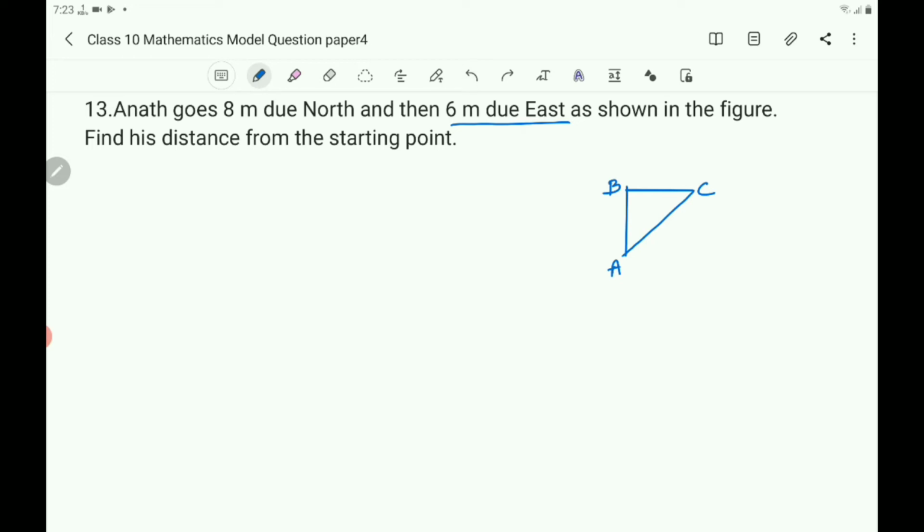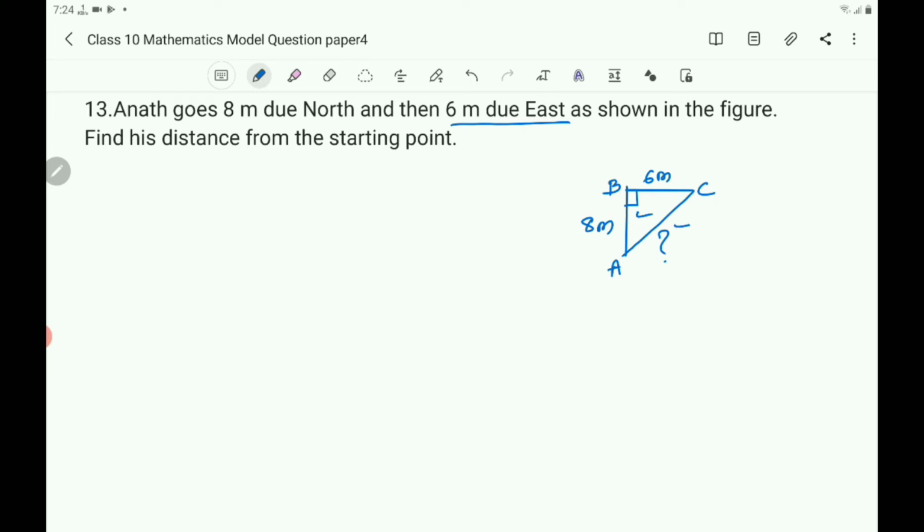AB is 8 meter, and from that point B he goes 6 meter due east. And here what you have to find out? You have to find his distance from the starting point, means we have to find AC. As he moves from the starting point to B, that is towards north, and again 90 degree towards east, you have to consider this is the right angle triangle ABC and apply the Pythagoras theorem and get AC.